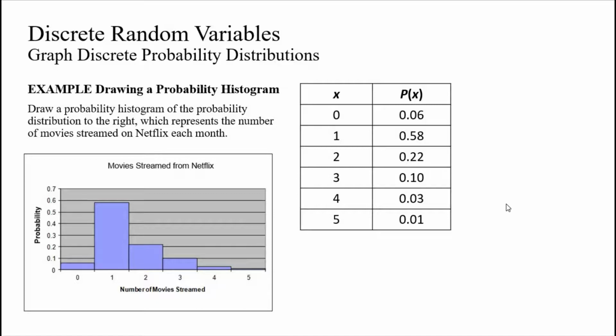So that's how we're going to graph any probability distribution table. From the previous example, we know this table represents the number of movies streamed on Netflix each month. And if we want to graph it, we're going to create a relative frequency histogram here using the data analysis tool, just like what we learned in the past few weeks.